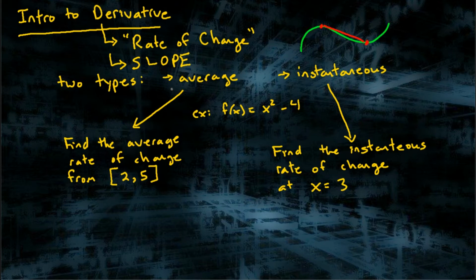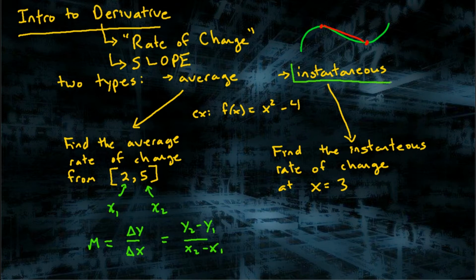So the average rate of change, we would have 2 points. This point here, say, would be our x1, our first point, and this here would be x2, and then we use our slope formula. Now, what is the slope formula? M, which represents slope, equals change in y over change in x, which we could write as y2 minus y1 over x2 minus x1. But this is where we're going to want to land at, an instantaneous rate of change.